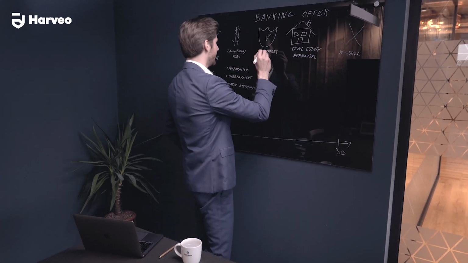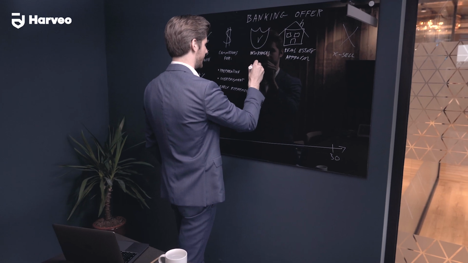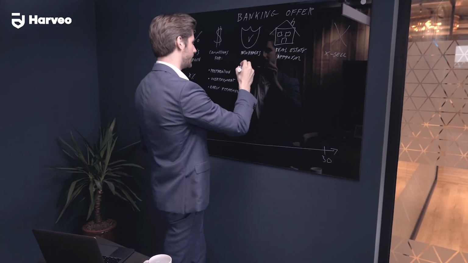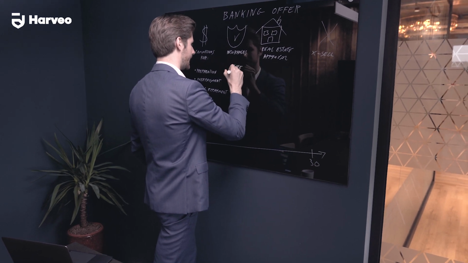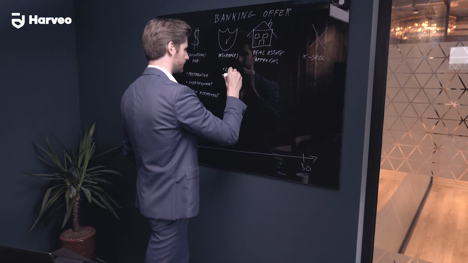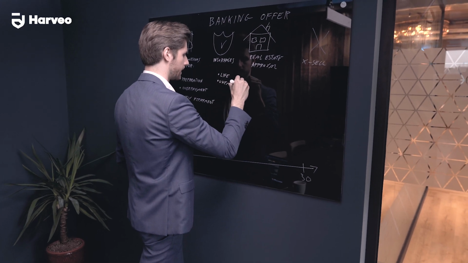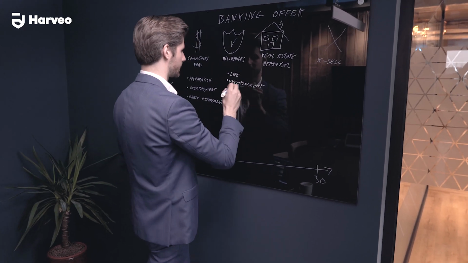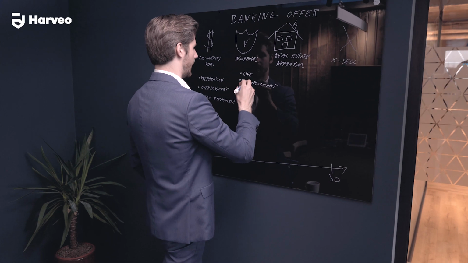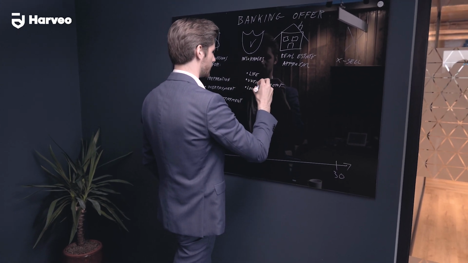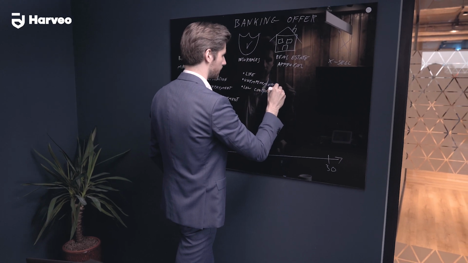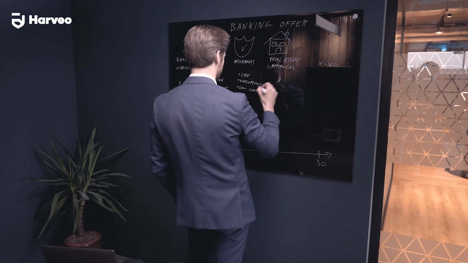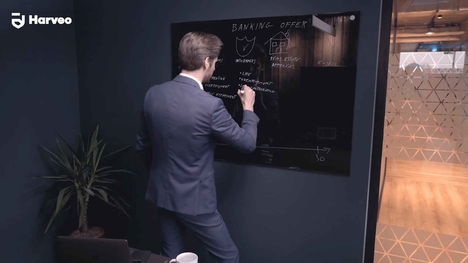Insurances. We have, I would say, 5 kinds of them. The first one is going to be life insurance. Second, unemployment insurance. The third one is going to be low contribution insurance. Bridging insurance.